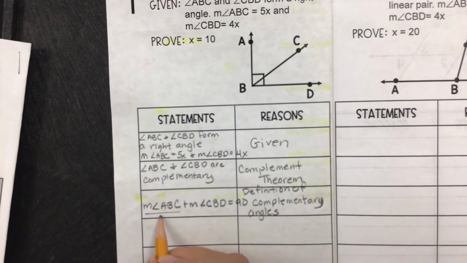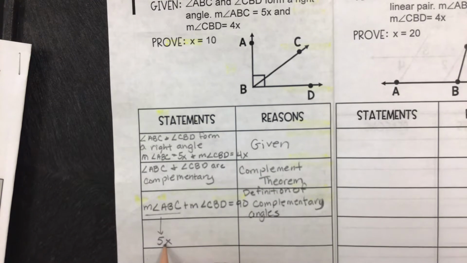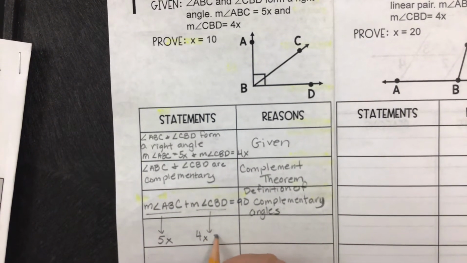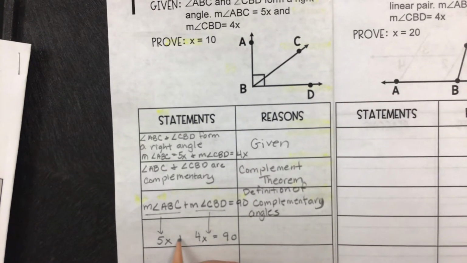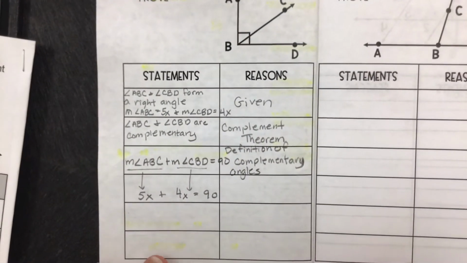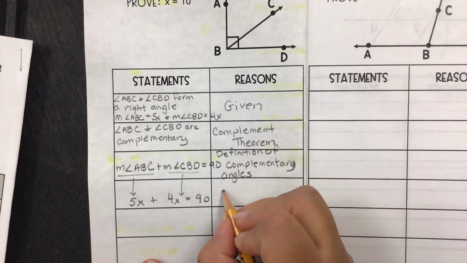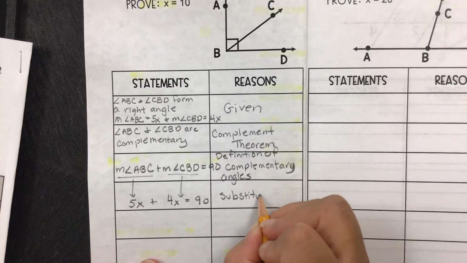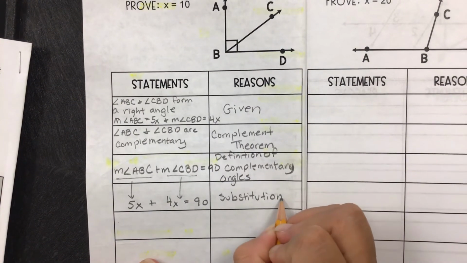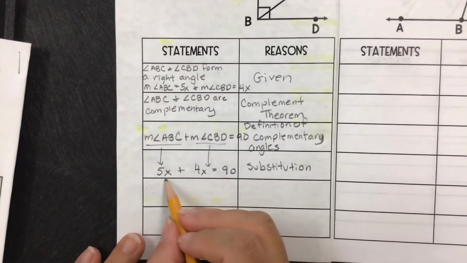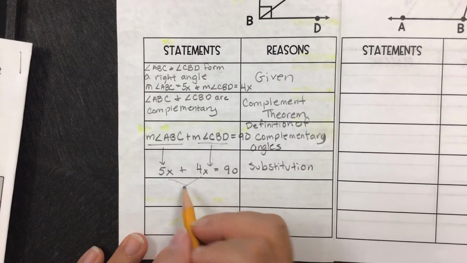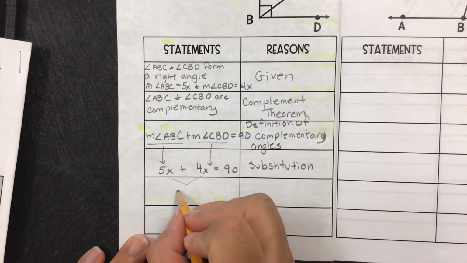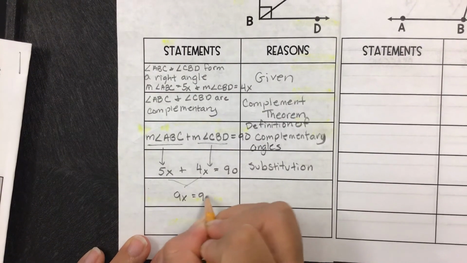So that means that instead of writing this, I can write 5x, and instead of writing this, I can write 4x. And it's still equal to 90. And we're going to add those two together. And the reason that I can do that is by substitution. They're equal to each other. We can replace them. Right here, what we're going to do is combine like terms. But remember last time I told you that that's an action, not a property. So we can write 9x is equal to 90.